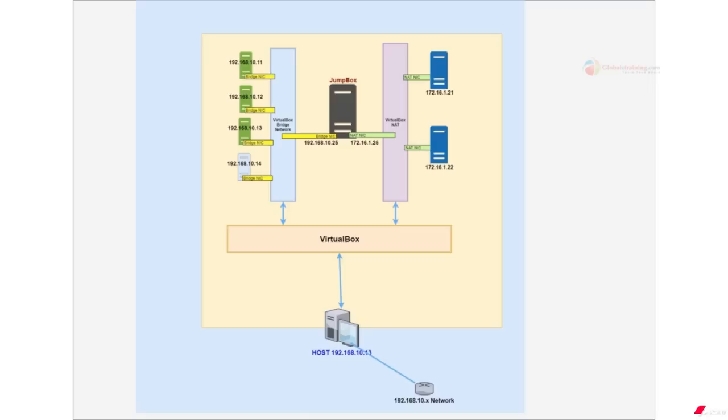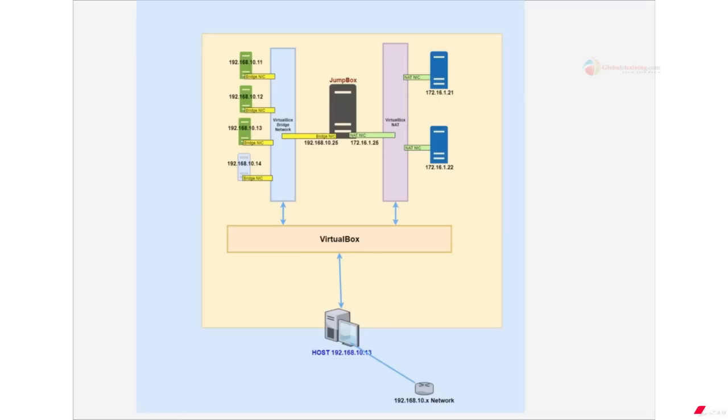We have a bridge network and a NAT network. We have a machine called VM Jump Box with the IP address of 192.168.10.25, and the same machine also has a second IP which is 172.16.1.25. This machine will act as a jump server while trying to access the machines that are on the NAT network from the bridge network.